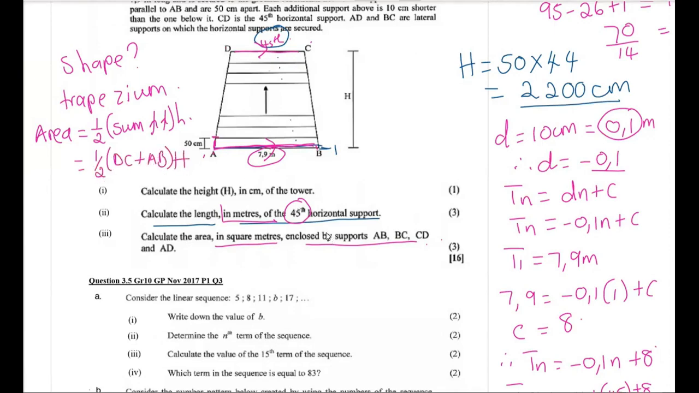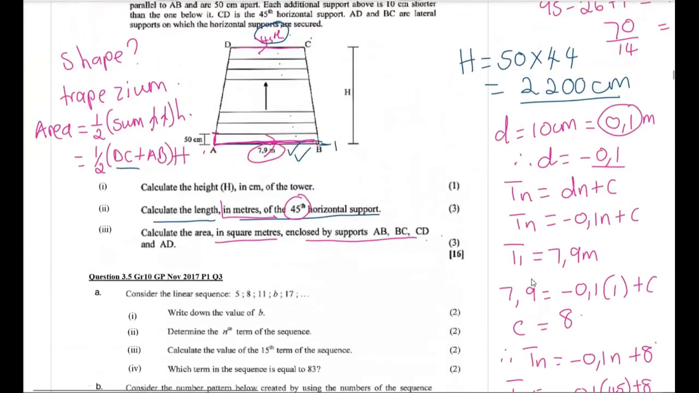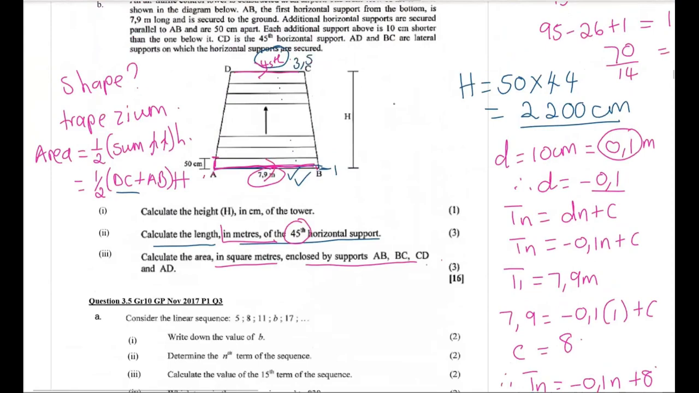Right. Do we have all these things? Yes. Do we know who DC is? Yes, we found it just now. Do we know who AB is? 7.9. Do we know who DC is? It was the 45th term, which is 3.5. Do we know who H is? Yes, it was 2,200 centimeters. Can we change this to meters? What is 2,200 centimeters in meters? So H is equal to 22 meters.